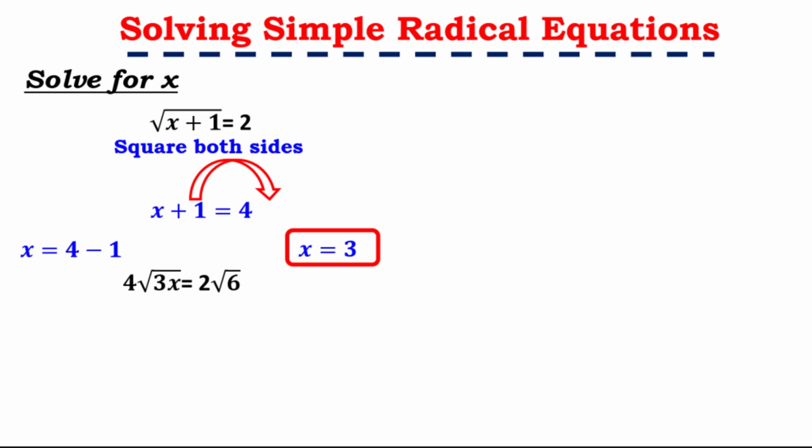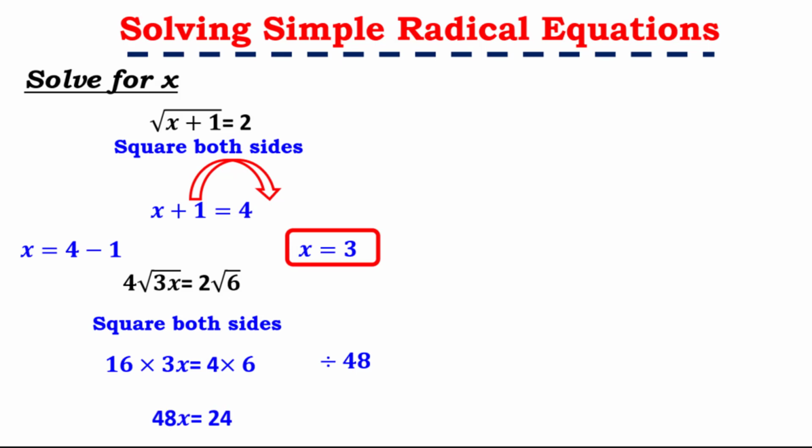Another example, 4 radical 3x equals 2 radical 6. How can we find the value of x? By squaring both sides. We will get here 4 squared, which is 16, times 3x equals 4, the square of 2, times 6, the square of root 6. We will get here 16 times 3, which is 48. 48x equals 24. To find the value of x, just divide both sides by 48. We will get x equals 1/2.